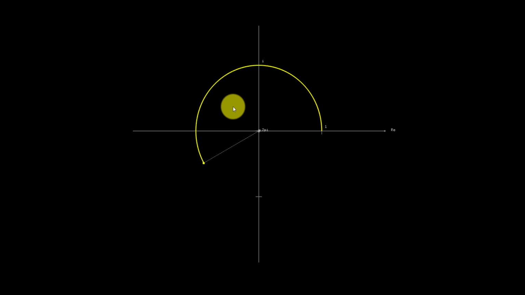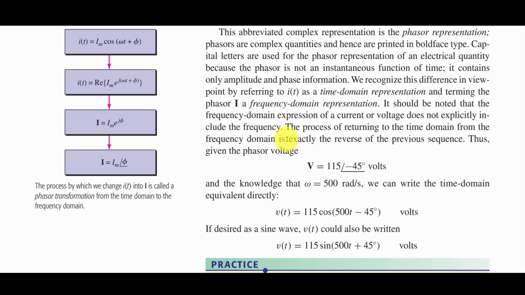And the angle which we were talking about, let's say if you have this 115 angle minus 45 degrees phasor, that means 115 is the radius of that phasor, and this minus 45 is the angle of the phasor at t equal to 0. Angle is constantly changing, but what we're talking about is the starting angle at t equals 0. So we just draw this phasor as 115 and angle minus 45. That's the starting point of the phasor, and it's constantly rotating.